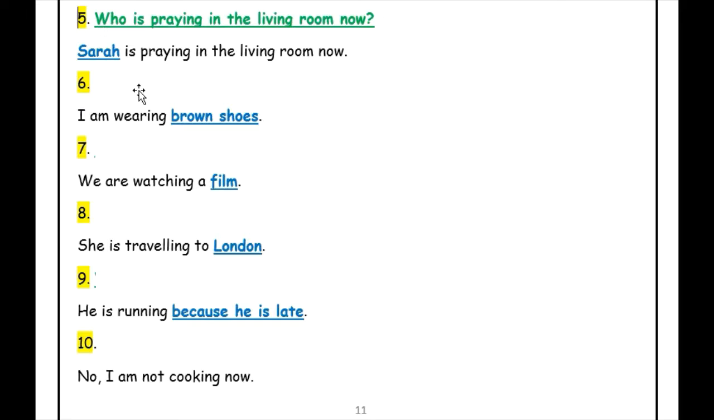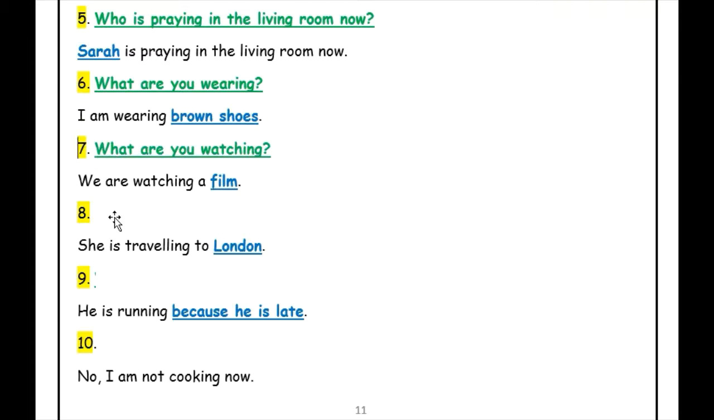Number 6. I'm wearing brown shoes. We're asking about the brown shoes. So we're going to use the question word what are you wearing? Number 7. We are watching a film. We're asking about the film. So we're going to use what are you watching?